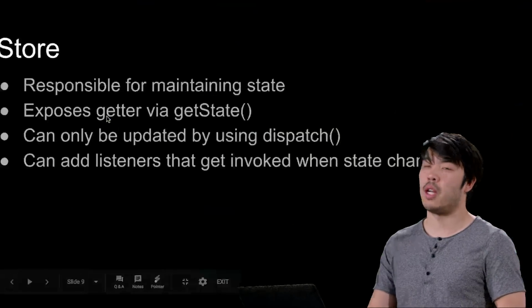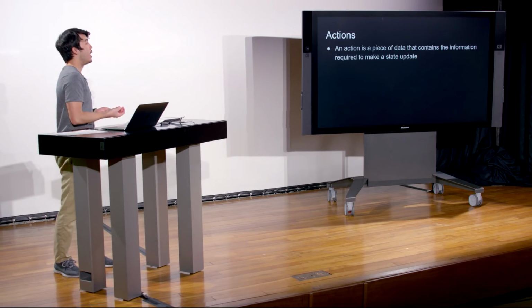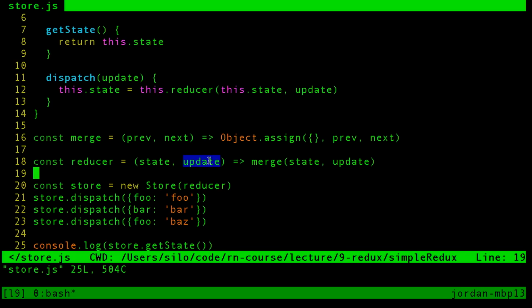And so how does Redux actually solve this? Well, through these things called actions. So an action is basically just a piece of data that contains all of the information required to make a state update. And so in our previous store implementation, this is true about our current update. Everything that we needed to update our state is passed as an argument to dispatch. So this could be considered an action because it has everything that we need to update our state appropriately.